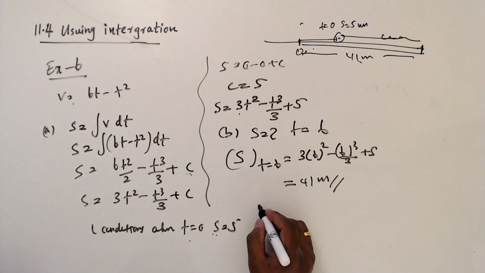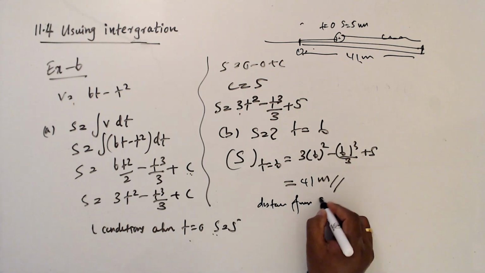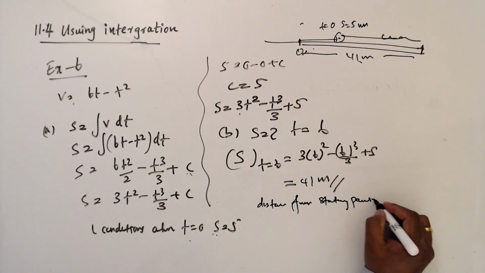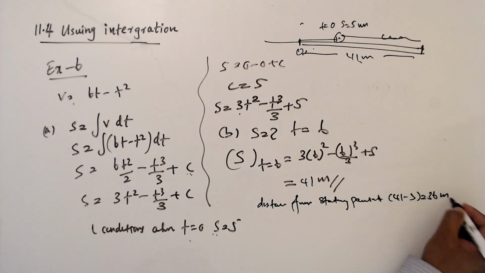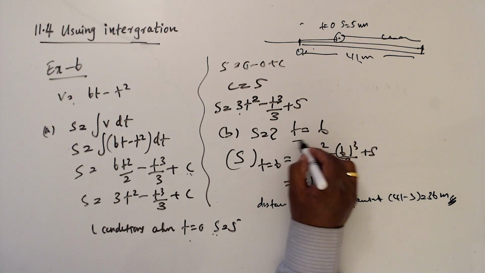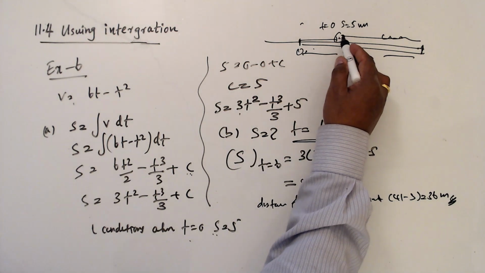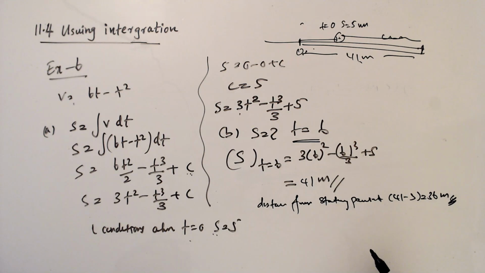So the distance from the starting point is 41 minus 5, that is 36 meters. Further, we have to be careful that when t equals 6, the particle is still in the same direction. Sometimes it may change direction, then we have to work out from there.